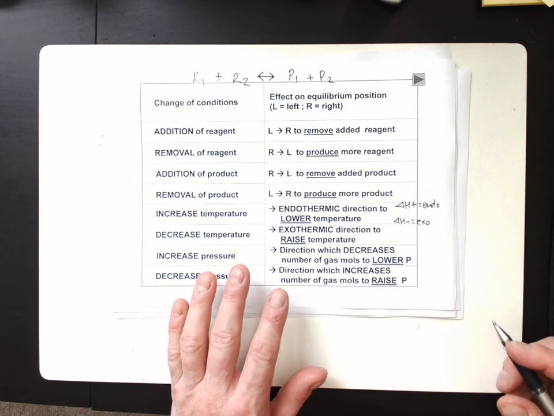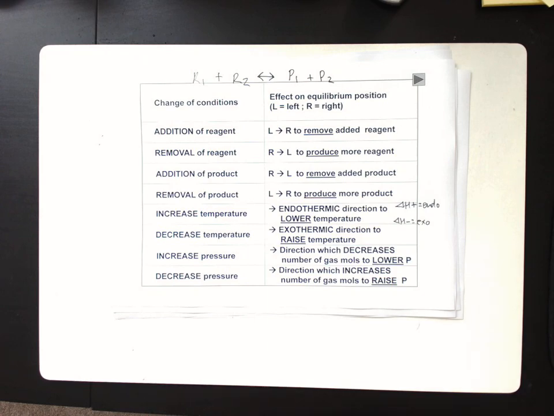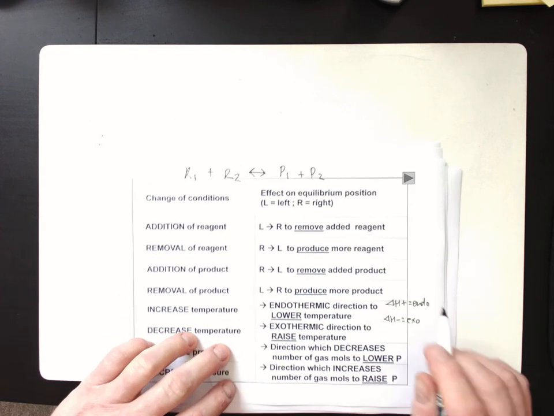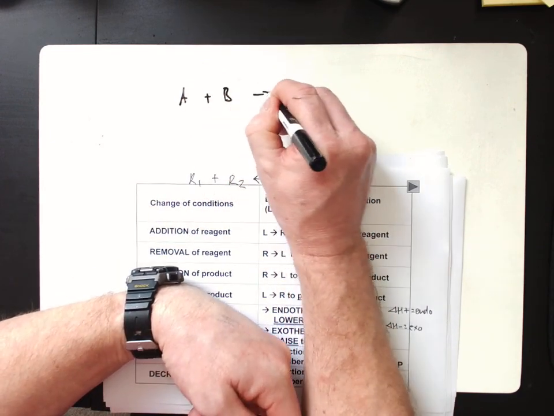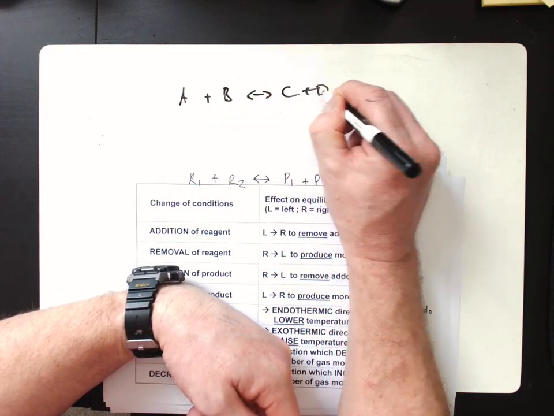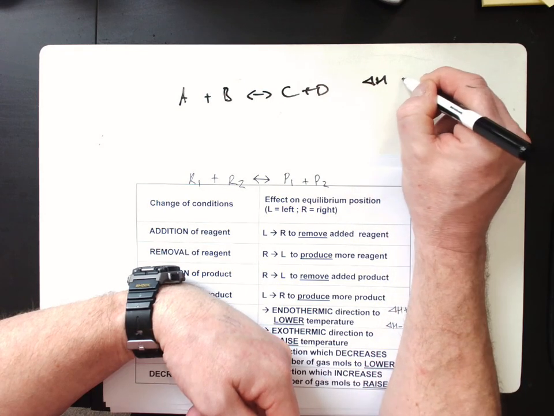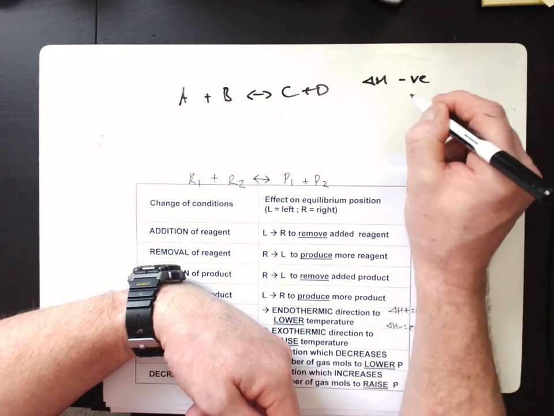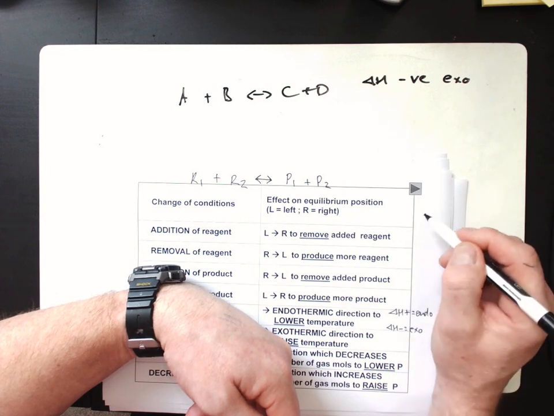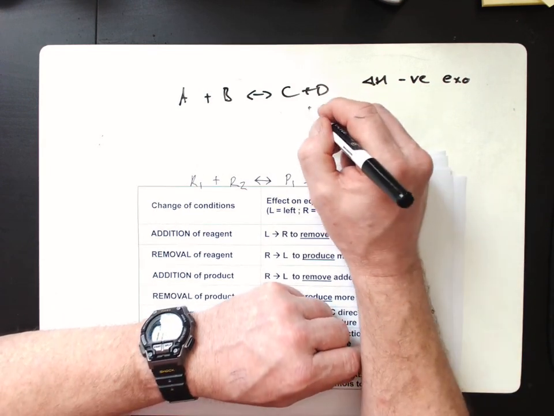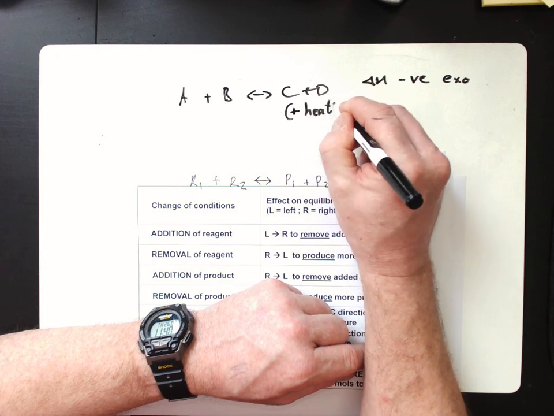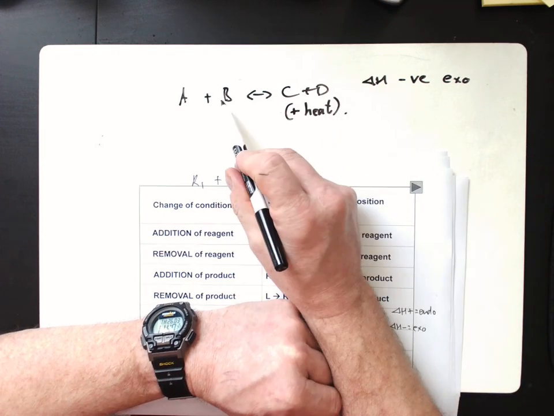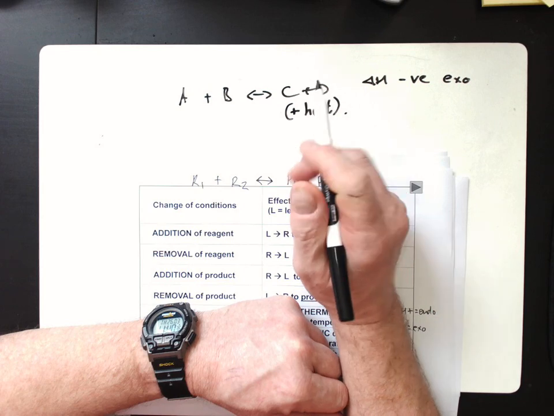Now let's take an example. I'll go to my board here. Okay, and we'll say A plus B sits in equilibrium with C plus D, and that has a delta H which is negative. So that means that this reaction is exothermic, or in other words, it gives out heat. So what I could say, now I wouldn't put it in a chemical equation because heat's not a chemical, I can say A plus B gives me C plus D plus heat.